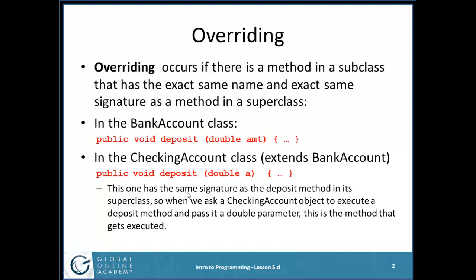If one has the same signature for the deposit method as its superclass, then when we ask a checking account object to execute a deposit method and pass a double parameter, it's going to look first in the checking account. If it finds it, it will use it. If it doesn't find it, it will go up to its parent, the superclass bank account, and use that. In this case, we have overridden deposit. There's a deposit in bank account, there's a deposit in checking account, and this one in checking account overrides what's in bank account.